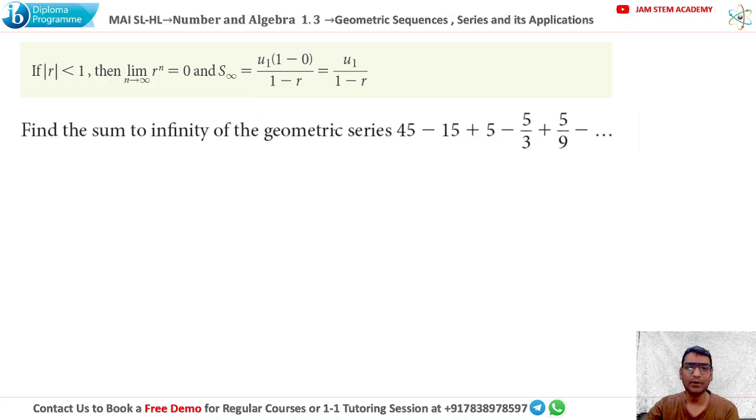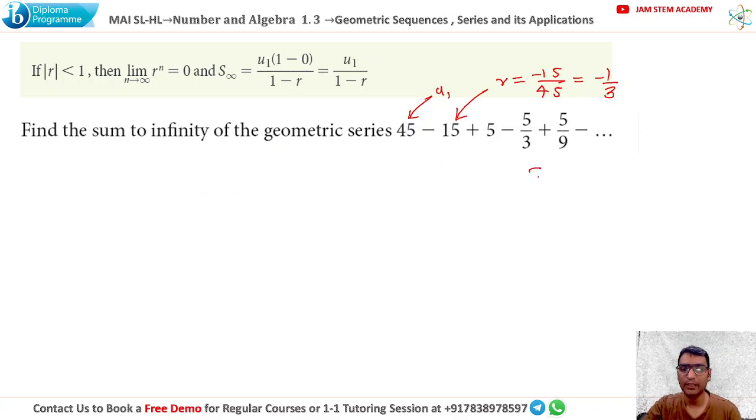It says find the sum of infinite terms: 45, -15, 5, -5/3, and so on. So the first term is what? This one is the u1. What is the common ratio this time? So let's find the common ratio, which is given by -15 over 45, that is -1/3. Yes, the common ratio lies between -1 to +1, and it is a GP, right? So in this geometric series, the sum is convergent. So let's find that value.